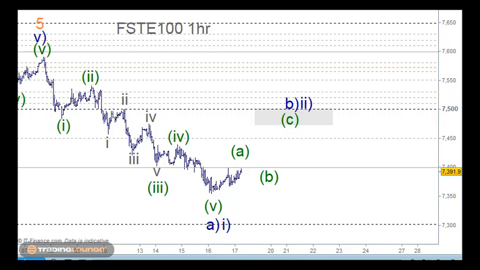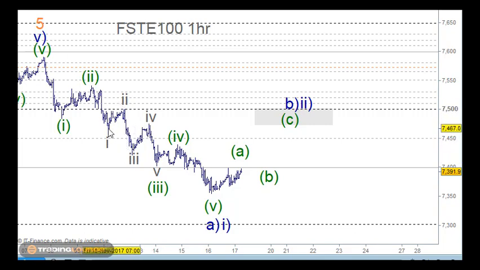Welcome to Trading Lounge and the European Indices, starting with the FTSE. In this case we have quite a clear five-wave structure to the downside. I don't have any problems with this one in terms of 1 and 2, and I can see we've got 5 waves in here for 1 and 2 and 3 and 4.